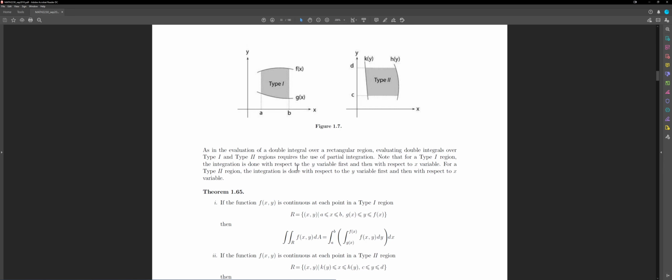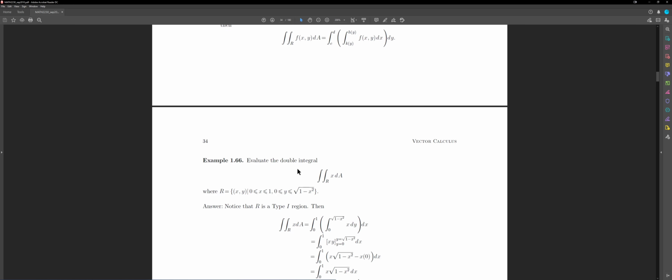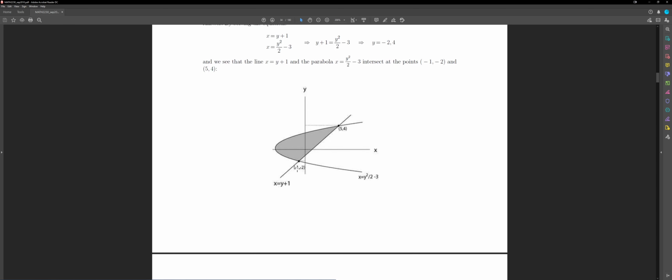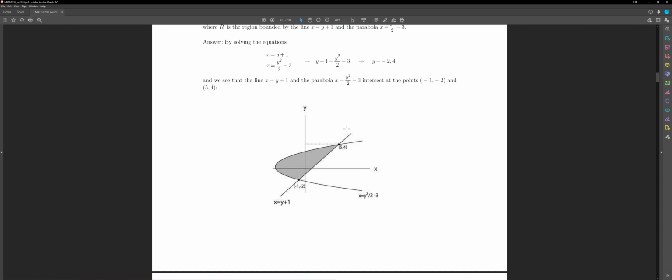And for a type 2 region, remember what's the form of a type 2 region? The form of it is you have x is equal to a function of y and x is equal to a function of y, right? And in fact, you already have that. This line over here is x is equal to y plus 1. So the straight line over here is x is equal to y plus 1. So this is the top curve here. And the bottom curve, which is the parabola. Okay, so this is top over here and this is bottom over here, right?